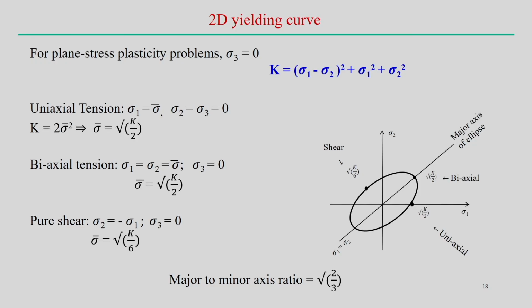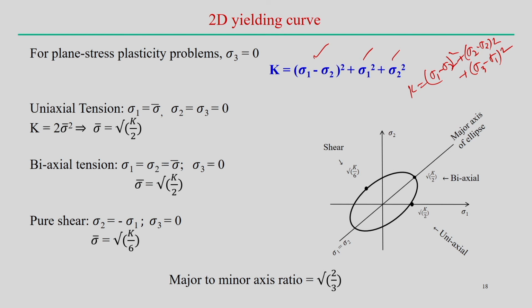Now, if we consider the two dimensional yield curve for the plane stress plasticity problem, sigma 3 equal to 0, we start with k equal to sigma 1 minus sigma 2 squared plus sigma 2 minus sigma 3 squared plus sigma 3 minus sigma 1 squared. In this functional form, if we assume the plane stress problem, sigma 3 equal to 0, then k can be represented as sigma 1 minus sigma 2 squared, sigma 1 squared plus sigma 2 squared, in the two dimensional problem.